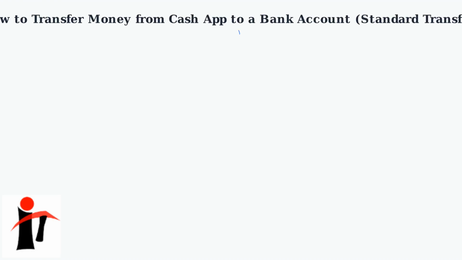Want to move money from your Cash App balance to your bank account without paying a fee? This video will show you how to do a standard transfer. A standard transfer is the default, free option that takes 1 to 3 business days, excluding weekends and holidays, to process.